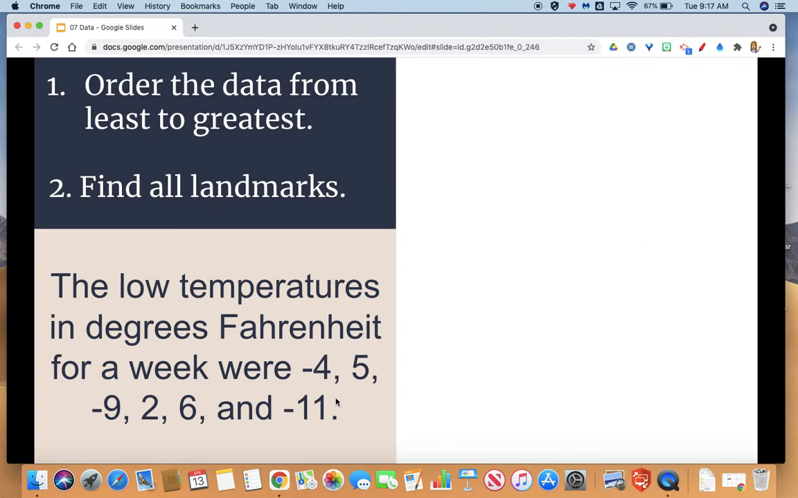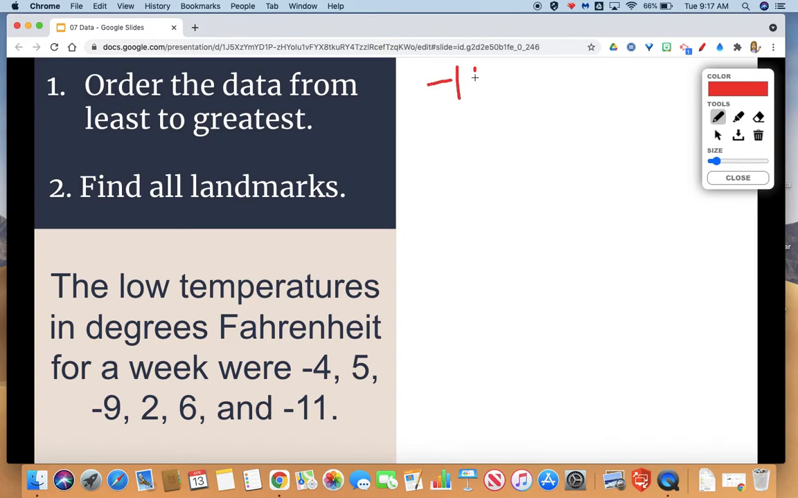I know my data is going to start with -11 because that's my smallest negative number. It's then going to go to -9, -4, 2, 5, and 6. Sometimes it's helpful if you cross off the numbers as you're writing them in order from least to greatest, especially if you're doing this on paper or electronically, just to make sure you have all the data accounted for.